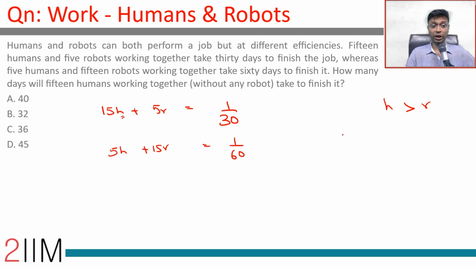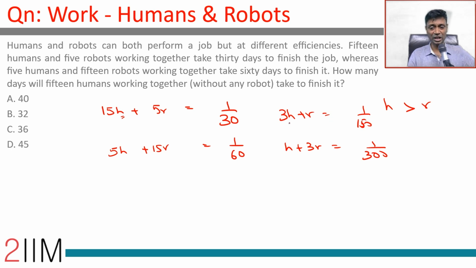How many days will 15 humans working together take to finish it? Wonderful question, very simple question. So 15h plus 5r is 1 by 30. 5h plus 15r is 1 by 60. Find h, find 15h, what will that correspond to? You've got your answer. And so I'm going to divide this equation by 5. 3h plus r is 1 by 50. h plus 3r is 1 by 300. This is 1 by 150. This is 1 by 300.